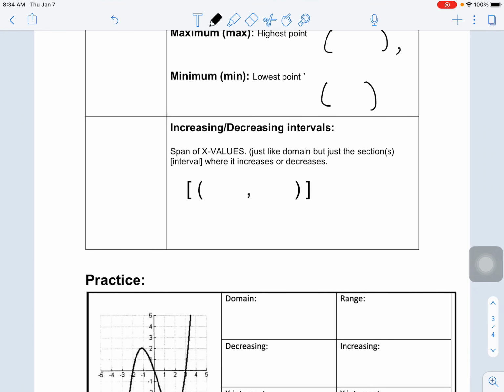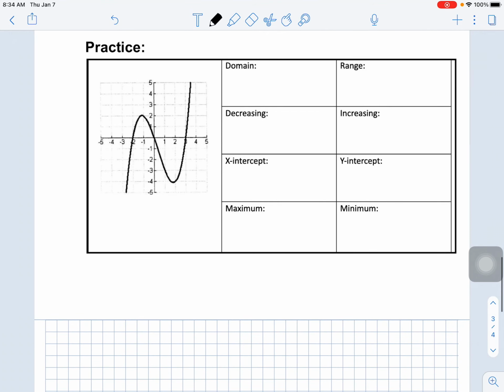And then the increasing and decreasing intervals, it's the span, and we're talking about x values here. It's like finding the domain of the chunk of the graph that's increasing and the domain of the chunk of the graph that's decreasing. We still use brackets for closed circles, parentheses for open, and sometimes it takes a break. So I think if we do this example below, that will help make sense.